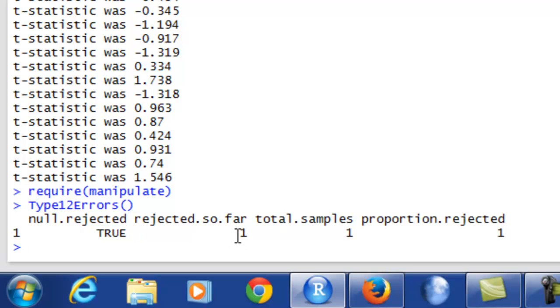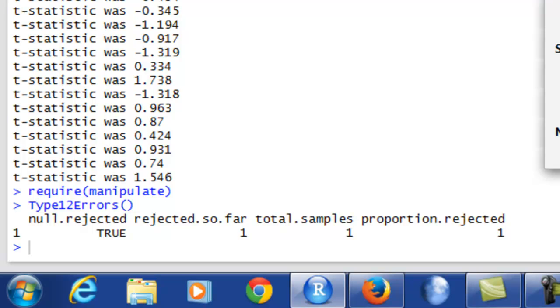So far, we've rejected the null once. We've only tried one sample, and so 100% of the time, we have rejected the null. We've made a type 1 error because the null was actually true. The mean of the population really was 170. But we happened to get a sample of size 10 that contained some fairly large weights. And so our sample was unlucky in a sense and caused our type 1 error.